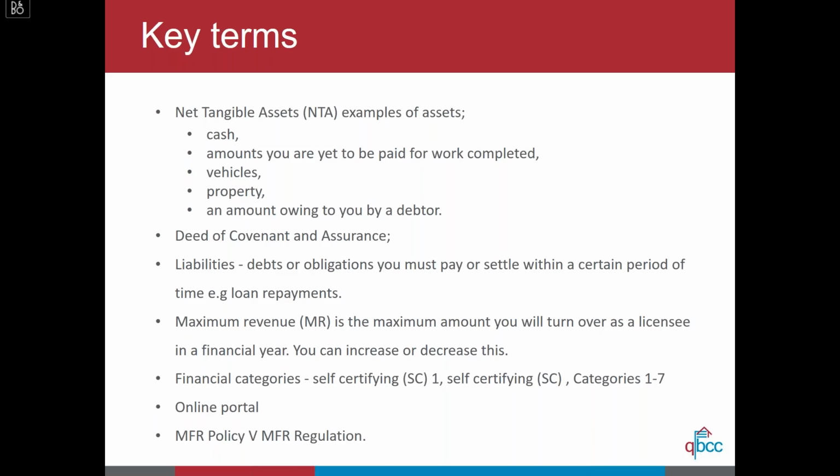Now, you can increase that maximum revenue by up to 10% without obtaining prior approval from the QBCC. However, if you're going to increase your turnover by more than 10%, so business is great, you're expanding, then you must first provide us with a new financial declaration or MFR report, depending on your financial category that you sit in, that supports that increase. So that will show that you have a higher level of net tangible assets to support a higher maximum revenue.